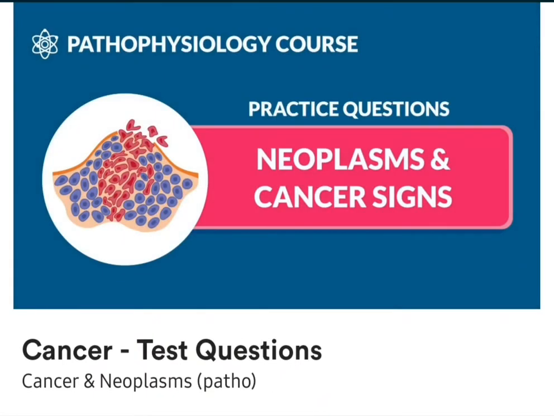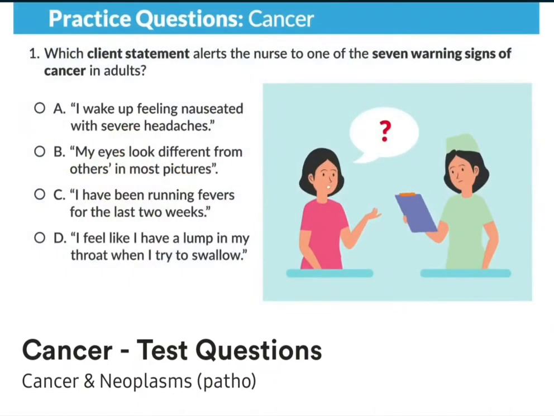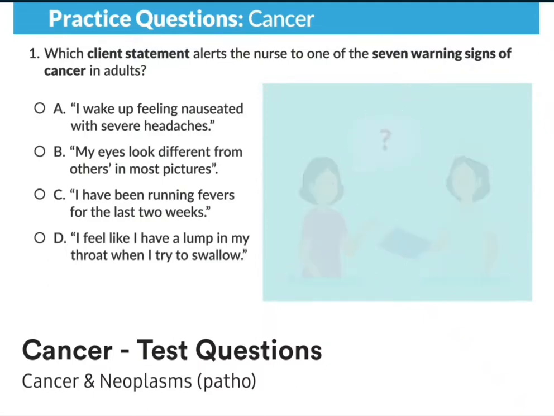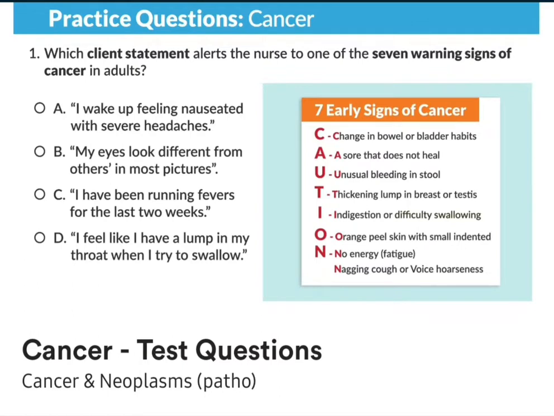Now for the practice questions on cancer. So question number 1. Which client statement alerts the nurse to one of the 7 warning signs of cancer in adults? So remember the memory trick caution, the 7 signs of cancer. As you can see, I is for indigestion and difficulty swallowing. So D would be the most correct here.